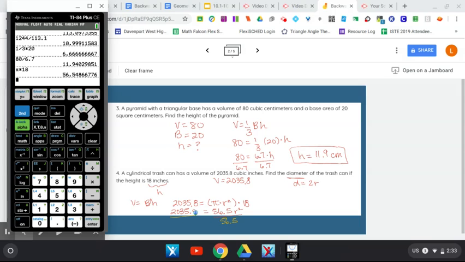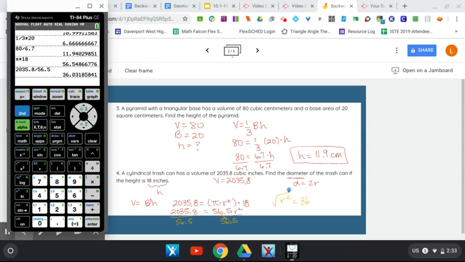I've changed my color to yellow so you can read it a little bit better under this blue background here. So 2,035.8 divided by 56.5. We get 36. When you round to the nearest tenth, it's going to give you 36.